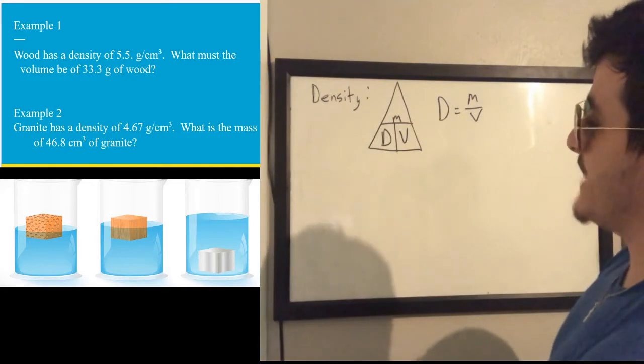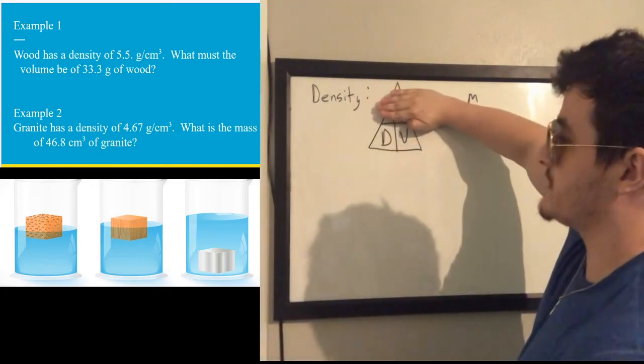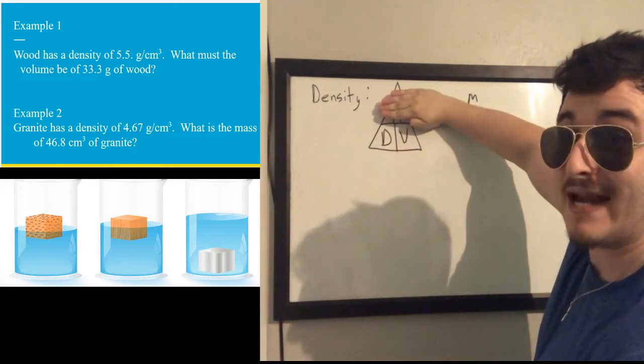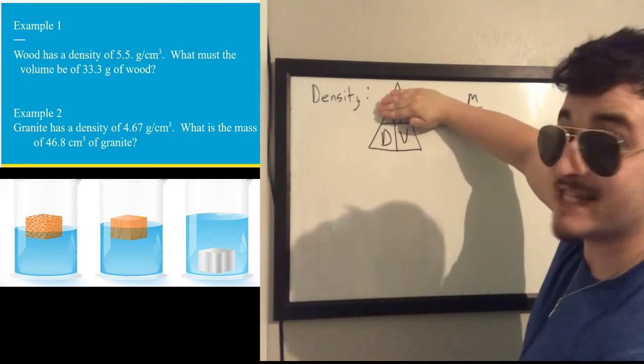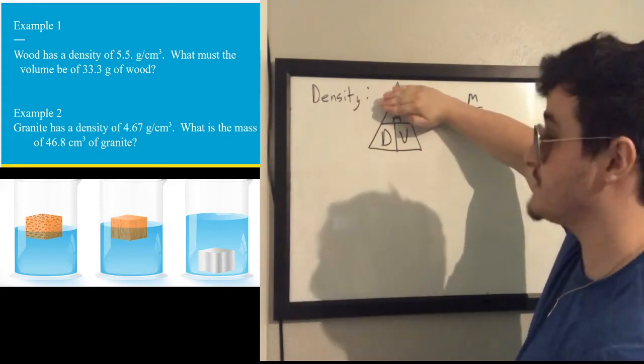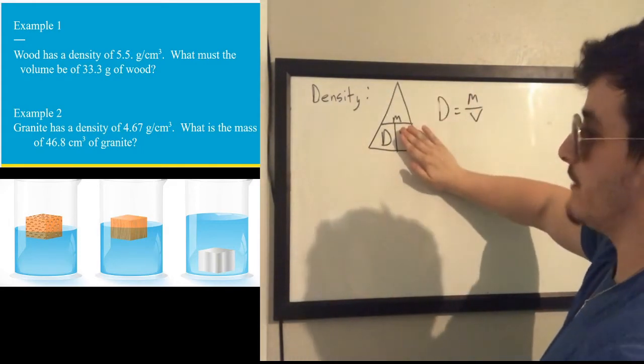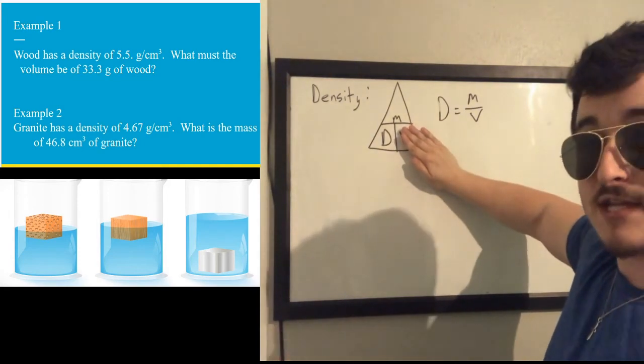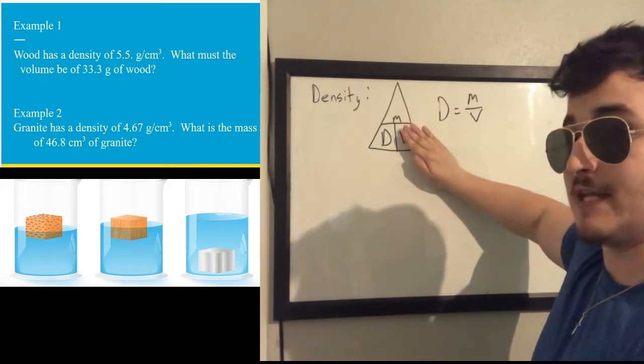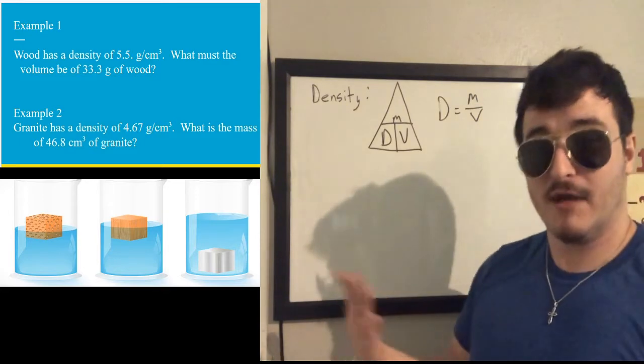Brilliant. Well, let's say that we're looking for mass. What does it look like density and volume are doing? They're right next to each other. So if I do density times volume, I get the mass. And what if I'm looking for volume? Well, mass is over density. Therefore, if I do mass divided by density, I'm going to get my volume.